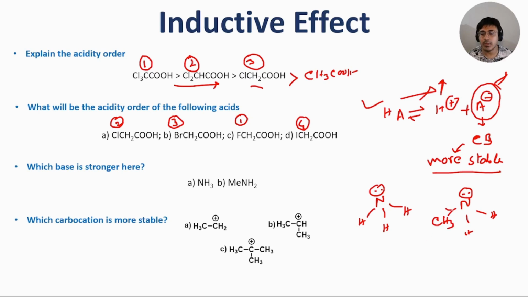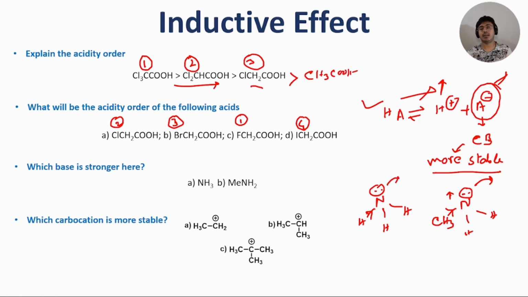Now the methyl group has more plus I effect than hydrogen. As the methyl group has more plus I effect, it will increase the electron density on nitrogen, and as the electron density on nitrogen is more here, this is more donatable than this, because as I told, atoms are very honest.